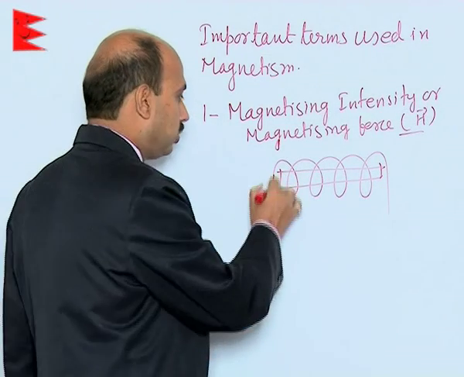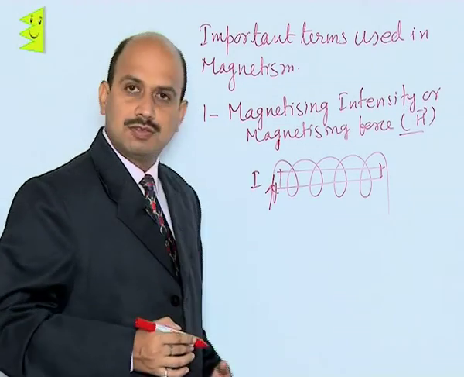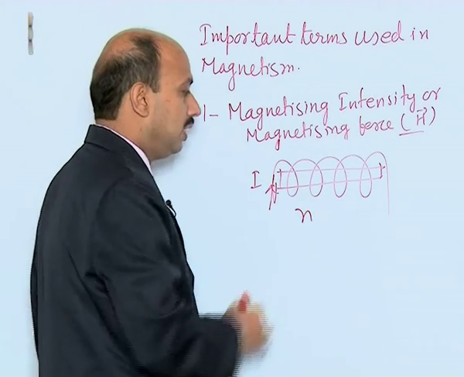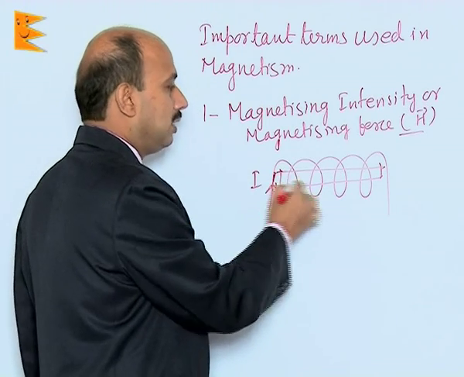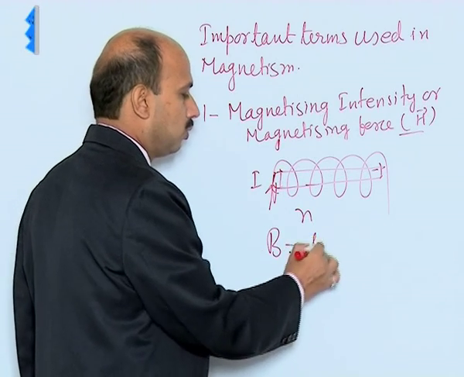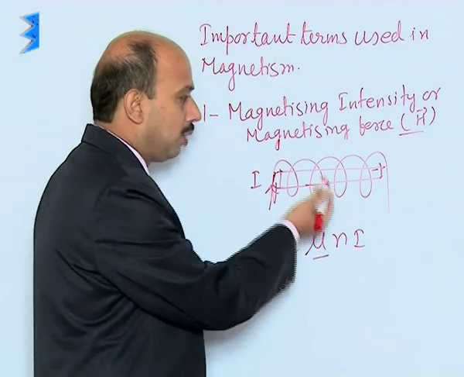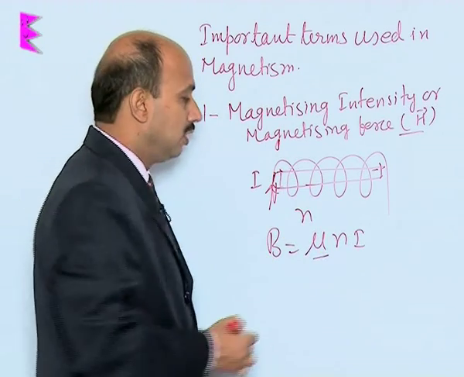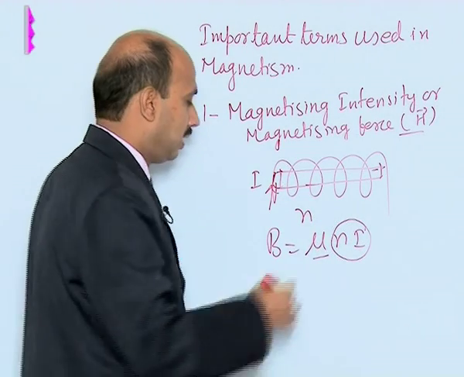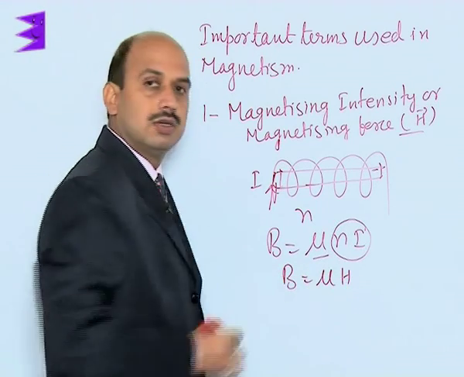If the current flowing through this solenoid is I, and the solenoid has N turns per unit length, then the magnetic field inside this material which is being magnetized can be written B = μNI. Mu is the permeability of the material which has to be magnetized. Here NI is known as magnetizing intensity or magnetizing force. So, we can write B = μH.